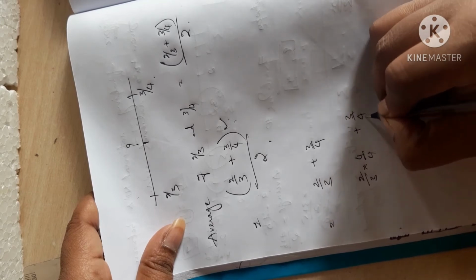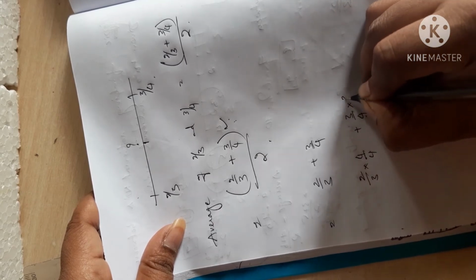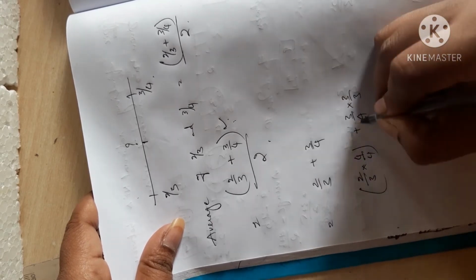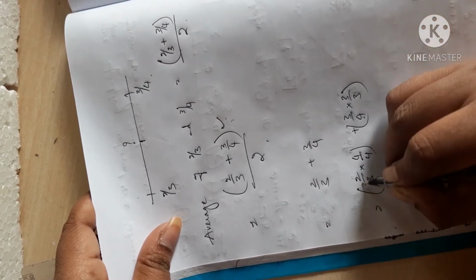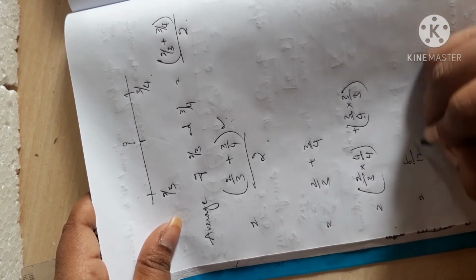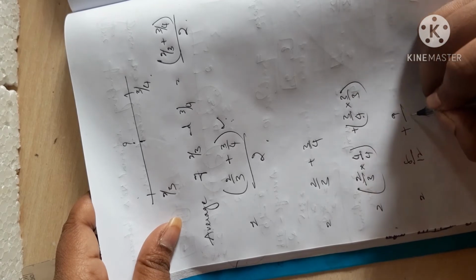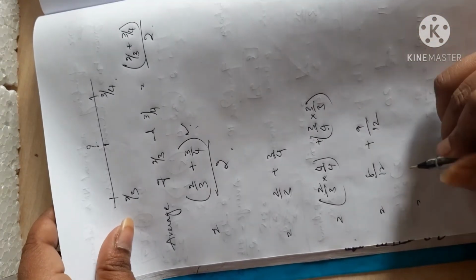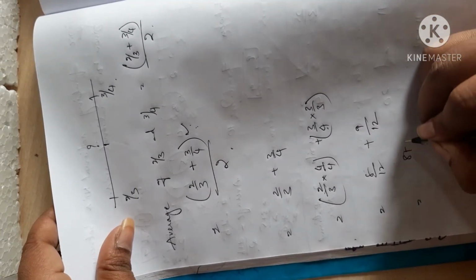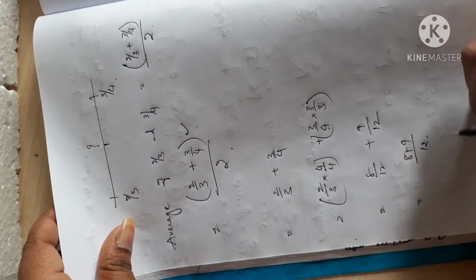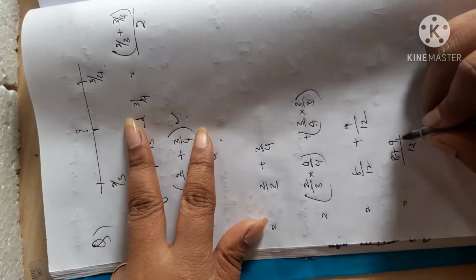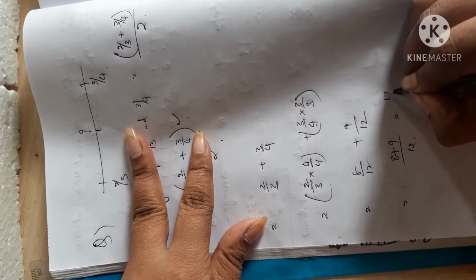3 by 4 is there. Because 4 is there, multiply with 3 by 3. So 2 4s are 8, 4 3s are 12, 3 3s are 9, 4 3s are 12. Now 8 plus 9, both the numerators write in numerator place: 17 by 12.